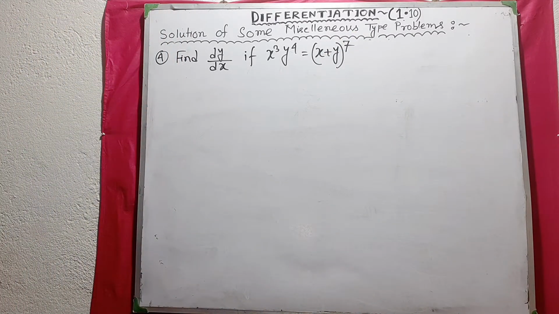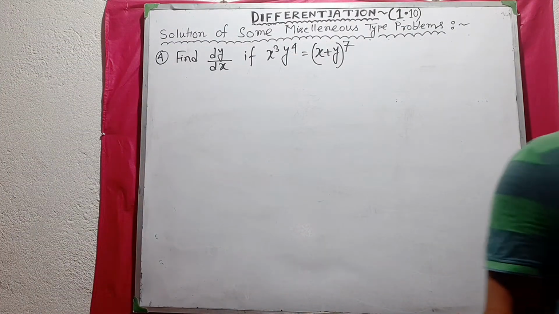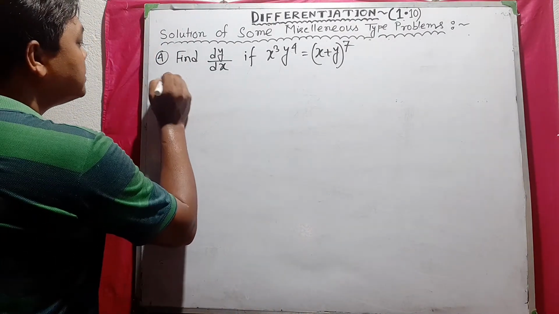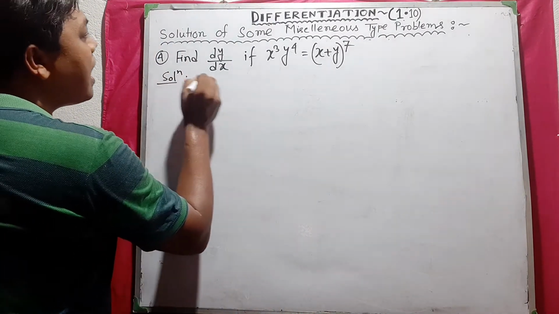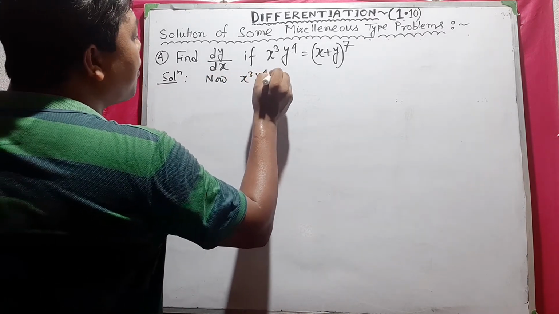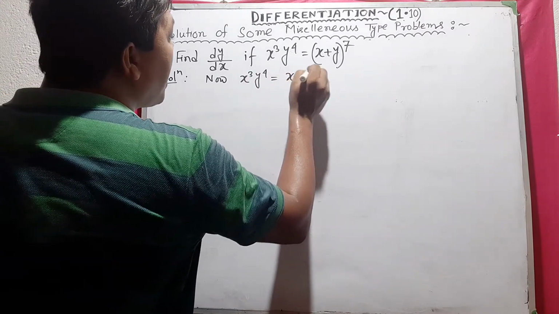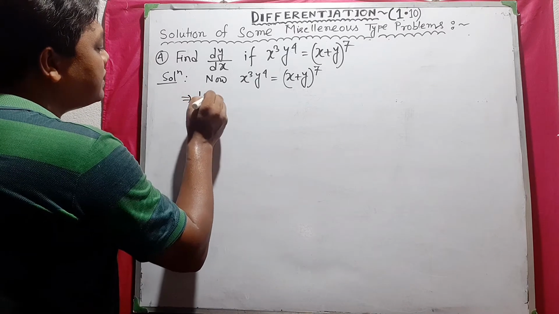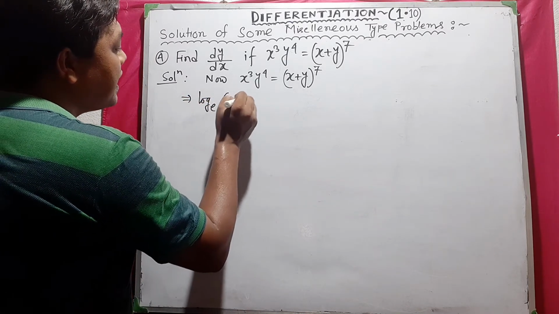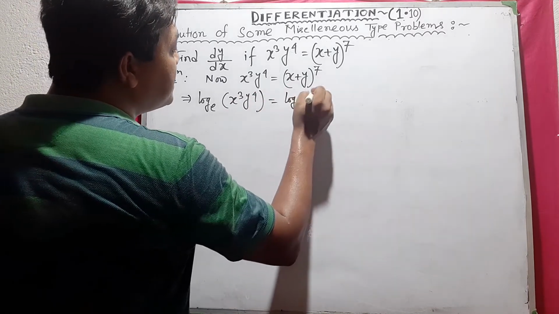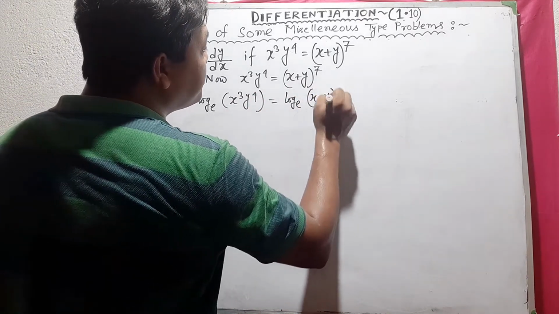We need to find dy/dx. Basically, whenever I have an indices type problem, I always say we prefer taking the logarithm. So now the solution: x cube y to the power 4 equals x plus y whole to the power 7. Now taking logarithm both sides, log base e of x cube y to the power 4 equals log base e of (x plus y) whole to the power 7.